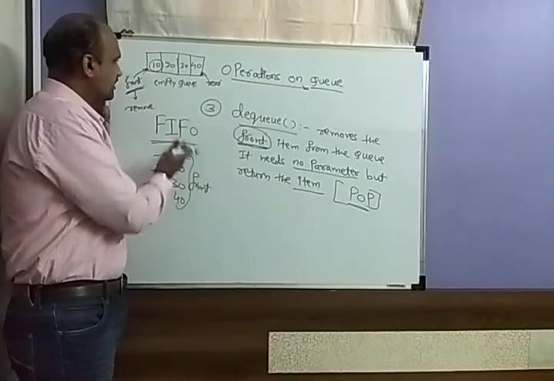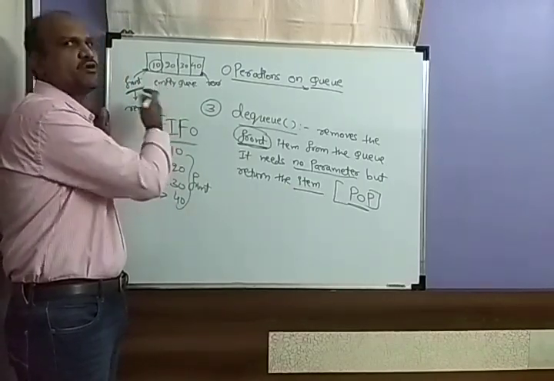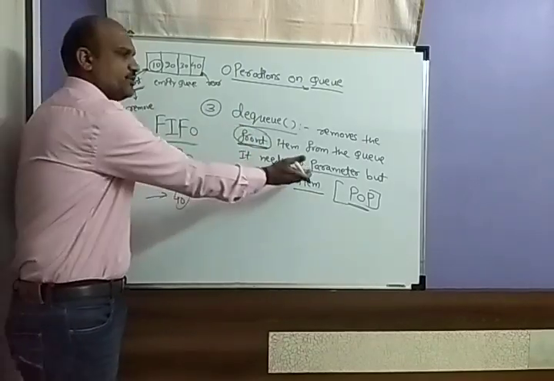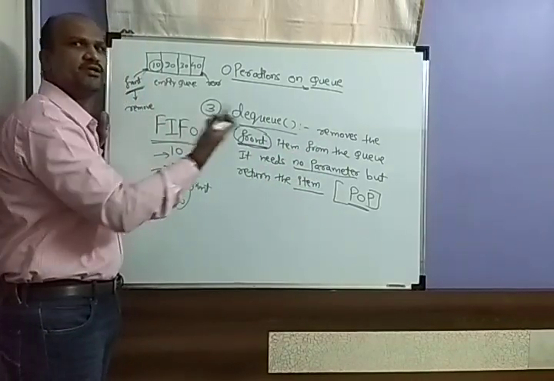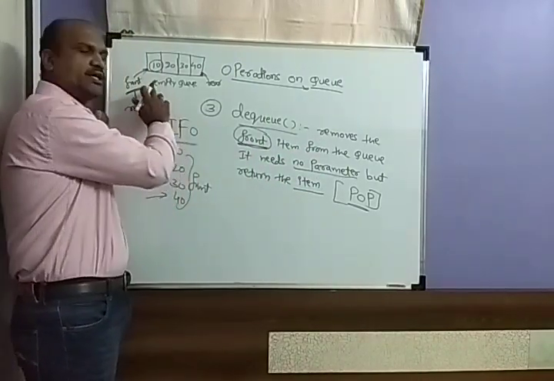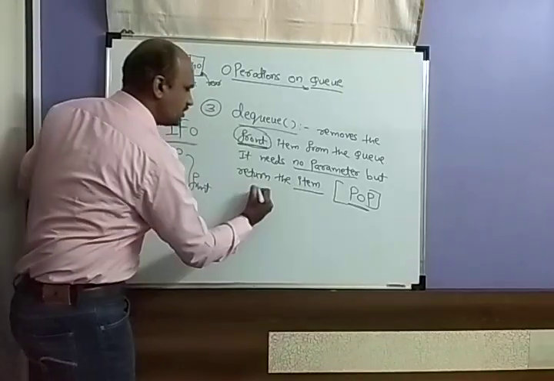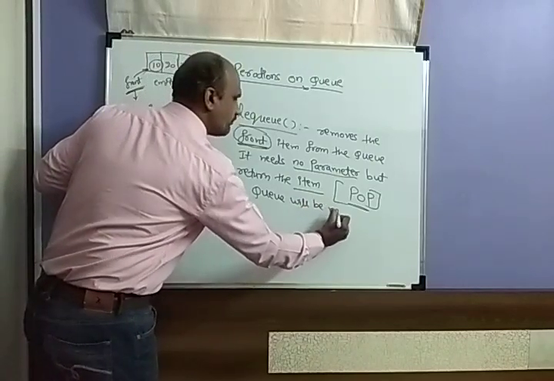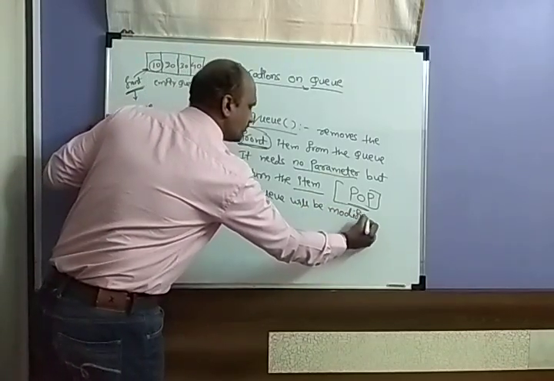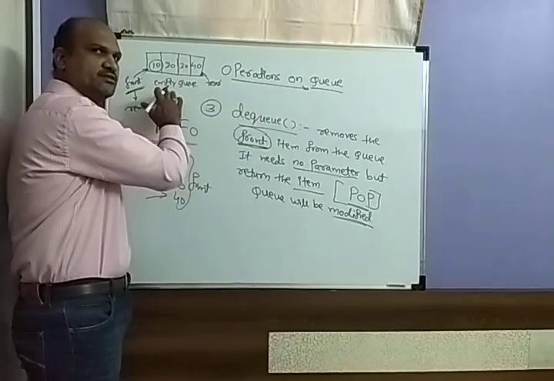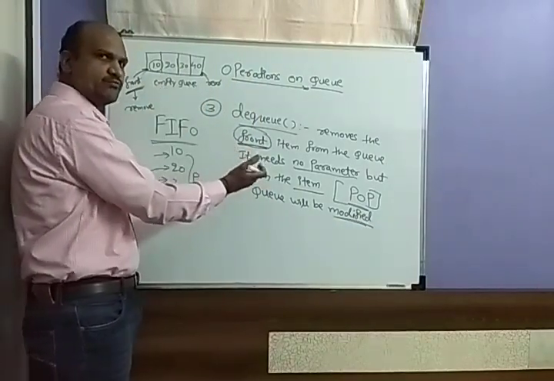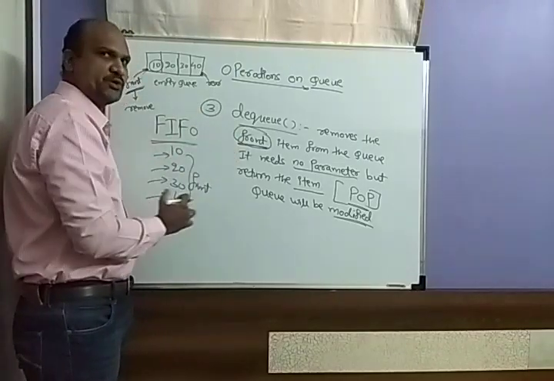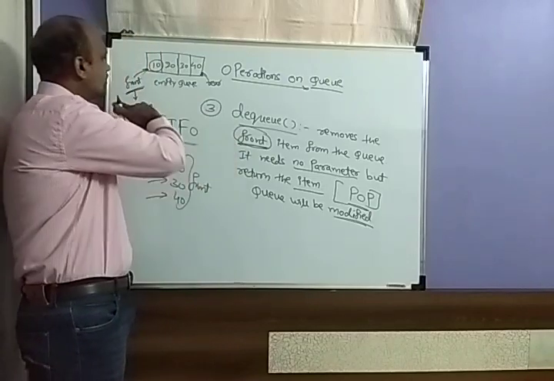So when you delete the item, whether you want to delete all items or only one item, it is purely based on what you remove. When you delete one item or two items, what will happen? The queue will be modified. Earlier all items are present. When you delete any one item or two items, then the queue will be modified. So that is the operation of dequeue. When you are using dequeue, you have to delete from the front.